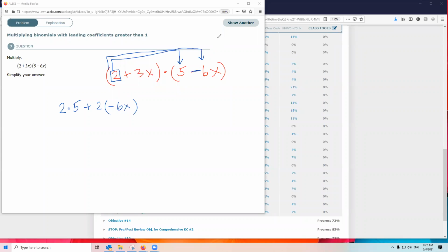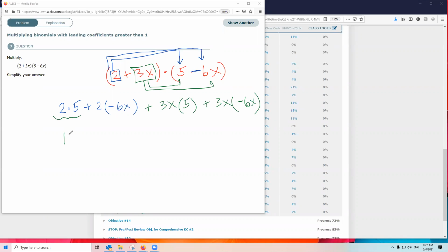All right, now let me move to the second expression, which is this 3x. All right, the 3x is going to multiply the 5. And finally, this 3x is going to multiply the negative 6x in the back. And once you do all these multiplications, you add these results together as I'm doing here. All right, let me simplify each one of these expressions.